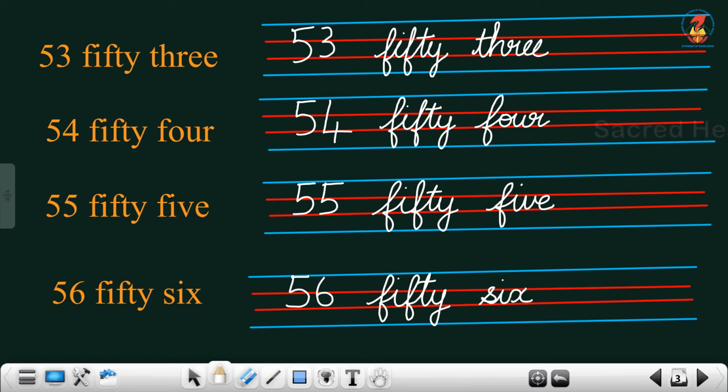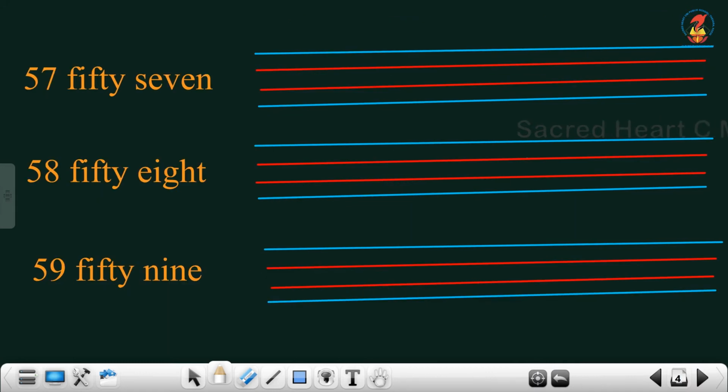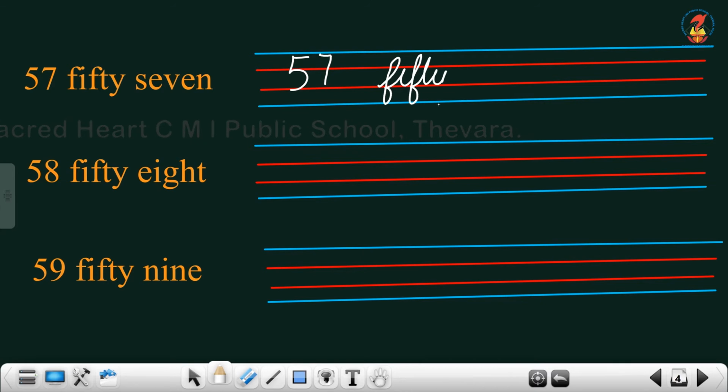Okay. Now let's move to the next page. What's the number here? 57. First write the number 57. Then the number name. F-I-F-T-Y 50, S-E-V-E-N 7. 57.